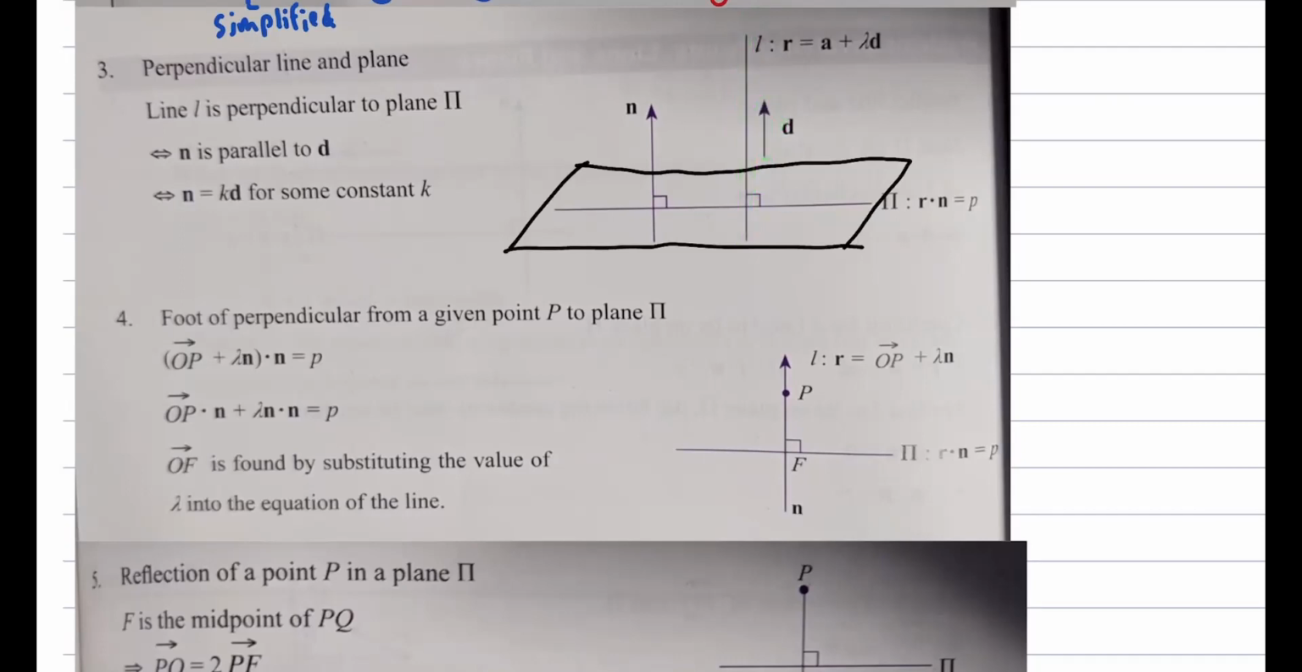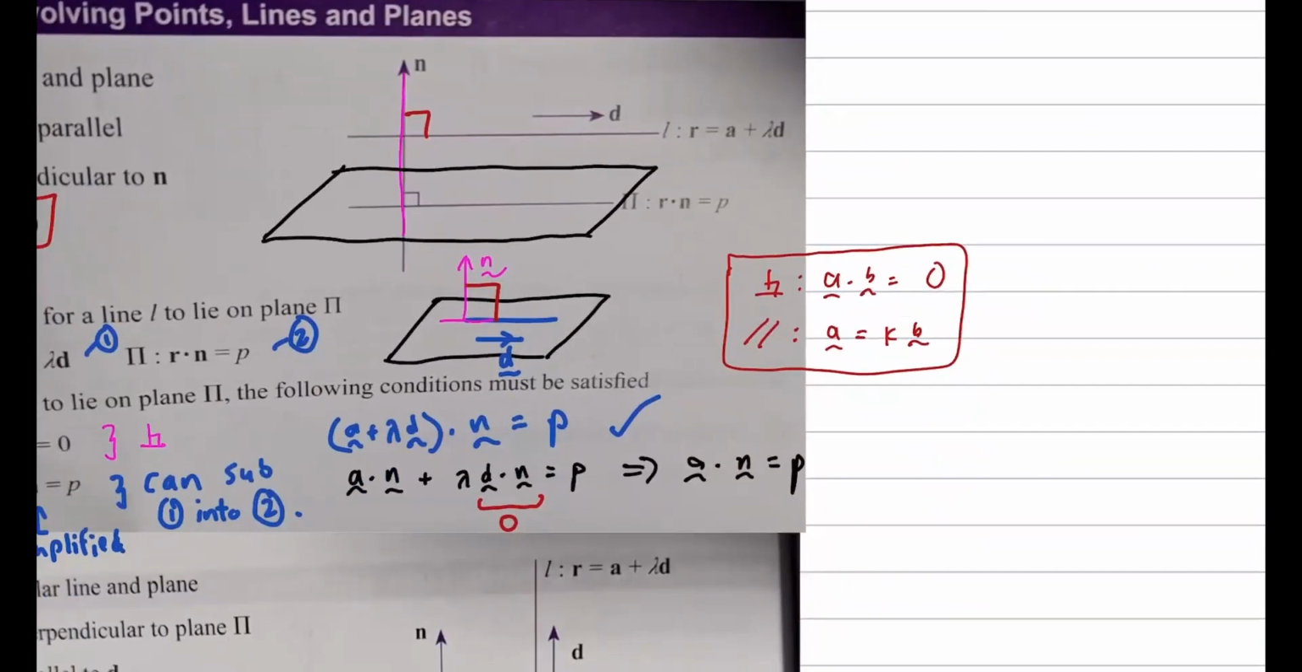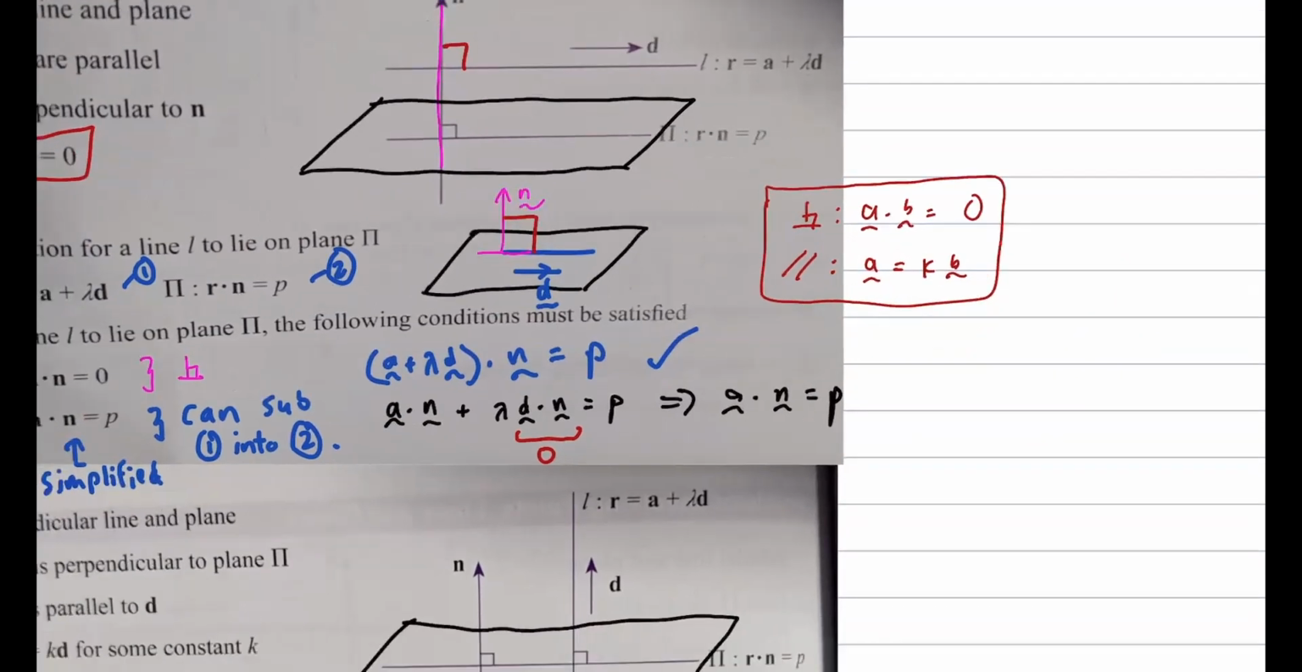What we can straight away realize is about the normal of this plane and the direction vector of this perpendicular line. What's so special about them? They are parallel to each other. So vector N, the normal of the plane, is parallel to D, the direction vector of the line. If they are parallel, you should know straight away they must be scalar multiples: N equals K times D. Scalar multiple means parallel. I talked about it just now, right? A equals K times B, this is for parallel lines. You know the double slash means parallel. Okay, good. That is for part 3.